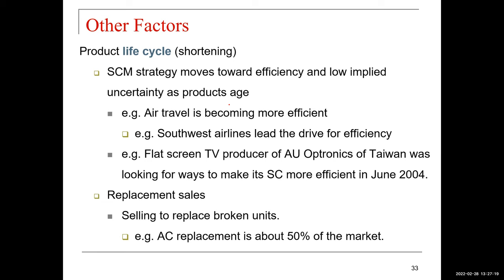Supply chain management strategy moves toward efficiency and low implied uncertainty as products age. For example, air travel is becoming more efficient. Software and IT lead the drive for efficiency. Flat screen TV producers in Taiwan were looking for ways to make their supply chain more efficient. Replacement sales, selling to replace broken units. For example, AC replacement is about 50% of the market for air conditioners.